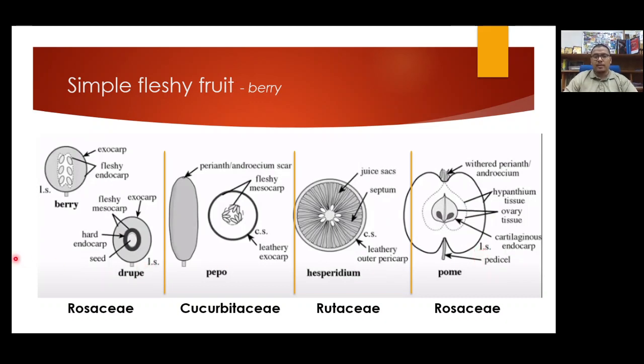So here is the basic idea of the berry. It just has a fleshy pericarp, which we can divide into different parts, but that's the basic idea of a fleshy pericarp, and usually indehiscent.